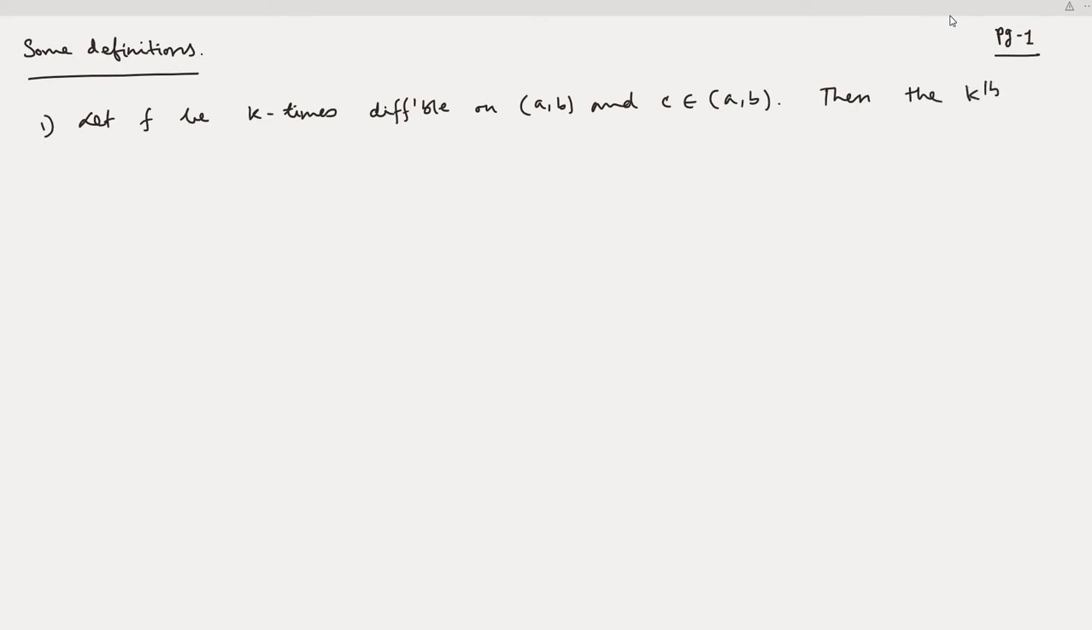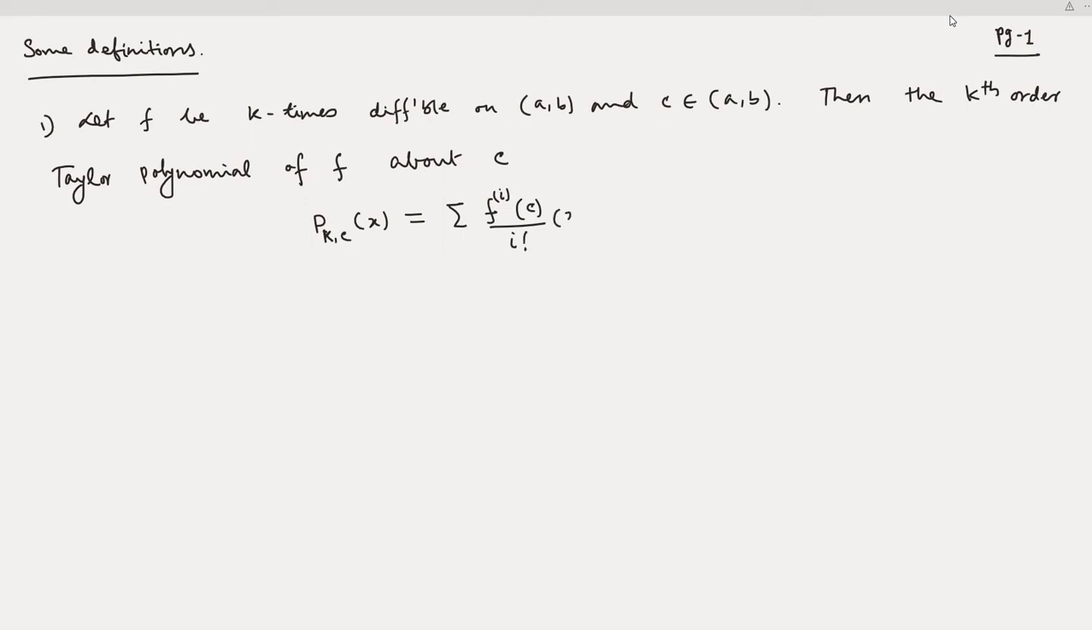the kth order Taylor polynomial of f about c is denoted by P_{k,c}(x), a polynomial in x, where k is the order and c is the point of expansion. This is equal to the summation of f^(i)(c), the ith derivative of f at the point c, over i factorial, times (x minus c) to the power i, summation over i equal to 0 to k.